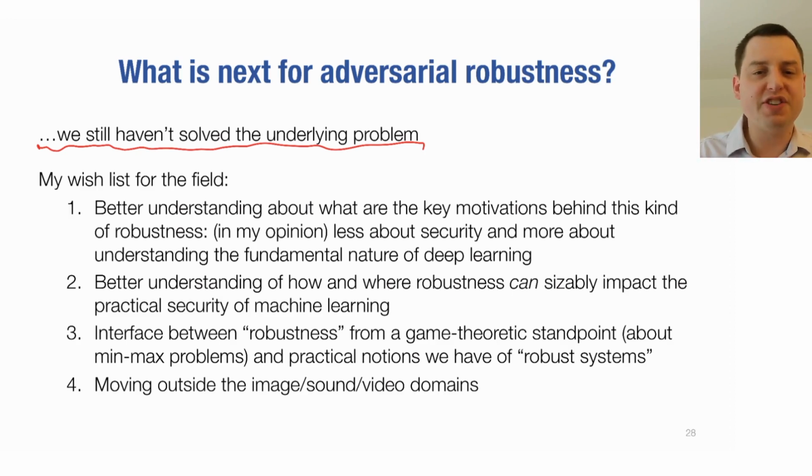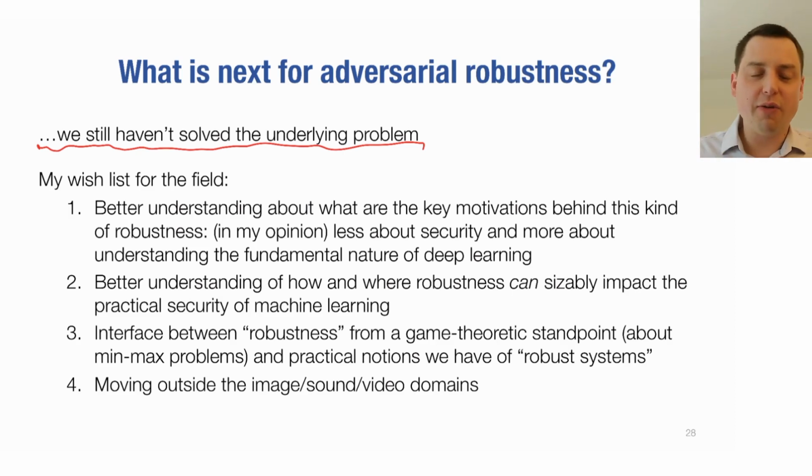We also need a much better understanding of where robustness of any type can sizably impact the practical security of machine learning, and where the interface will be between robustness, as I've framed it here as this min-max problem, which is a very game theoretic, mathematical and narrow formulation. Where can this narrow formulation play with our practical understanding of what we want in a robust classifier?